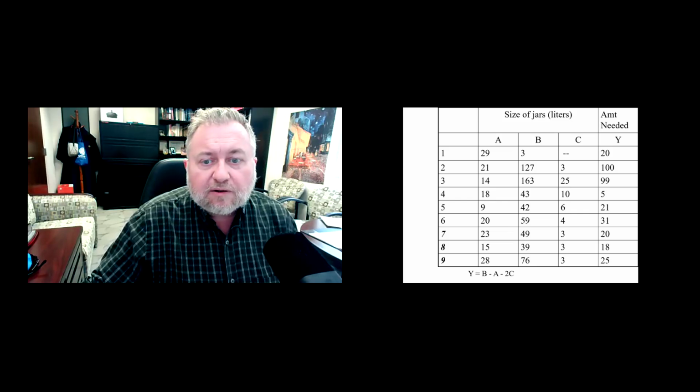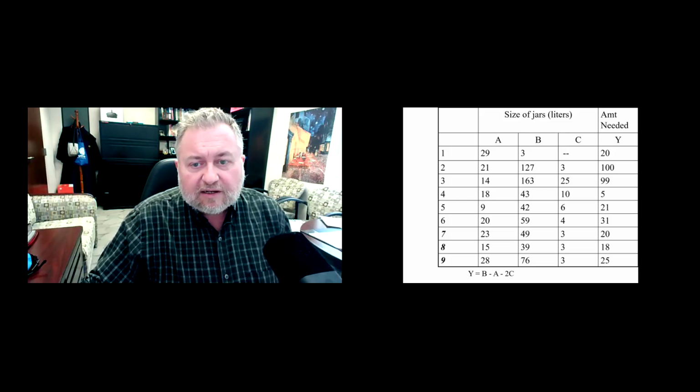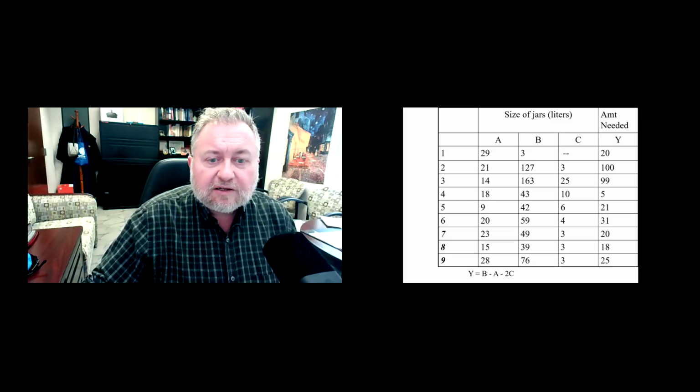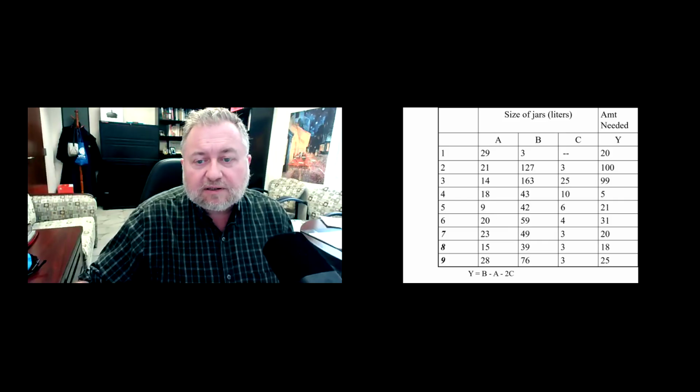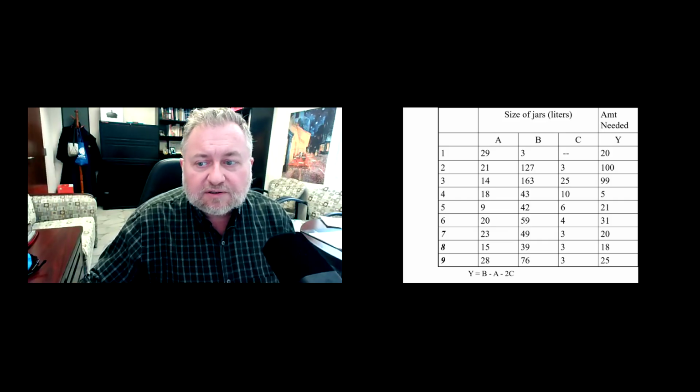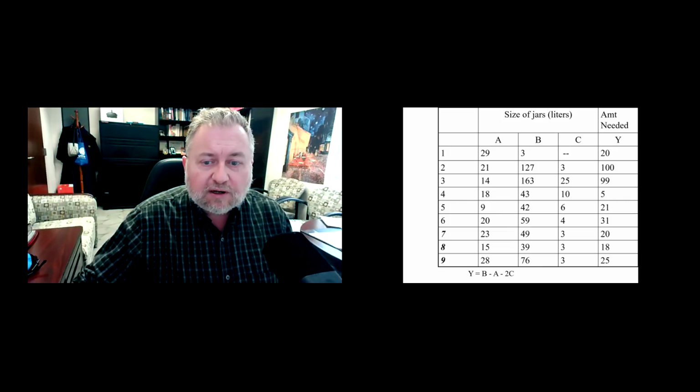I fill jar B all the way, and so now I have 127 liters. If I empty it into jar A, that takes me down to 106. And now jar C holds 3 liters. So if I empty it twice into jar C, that's going to take me down to 100. And then I go on to problem 3.